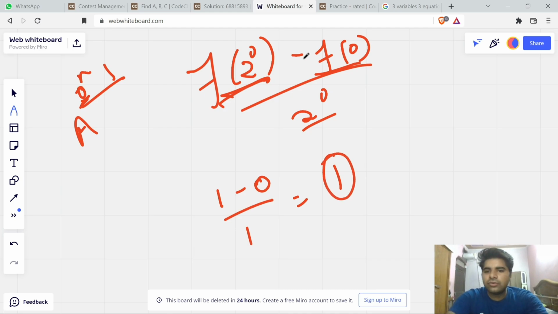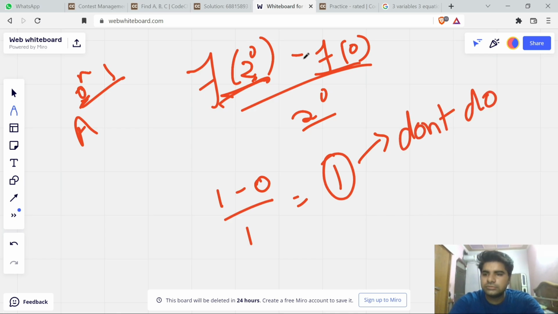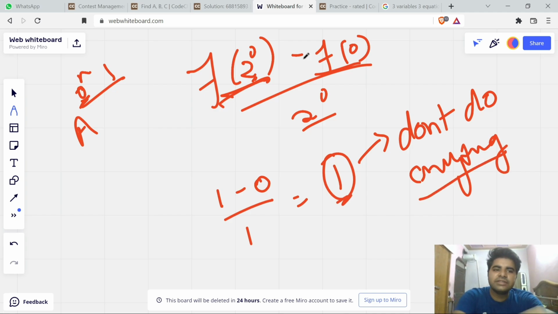So it will give me 1. Previously I was getting minus 1, which means that bit needed to be turned on, and 1 means you don't need to do anything. Why? Because 1 means if this bit was eventually turned off, it is already turned off, and if this bit was turned on, it is already on. So essentially what this 1 means is you don't have to do anything.